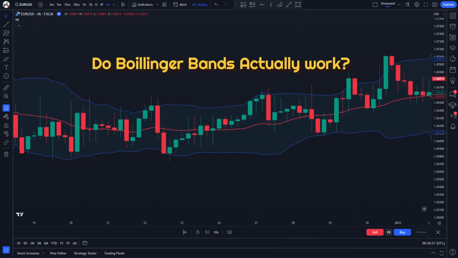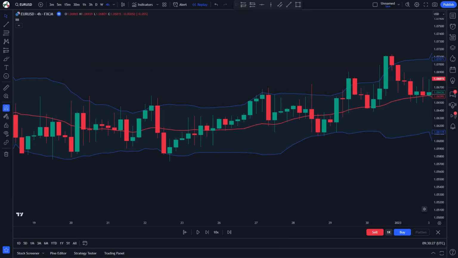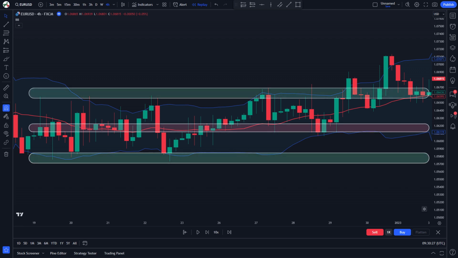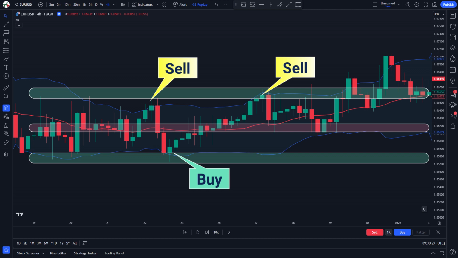Do Bollinger Bands actually work? Bollinger Bands work especially well in sideways markets. In this condition, Bollinger Bands form horizontal or flat lines, and price movements often bounce on the upper and lower bands. If you find this condition, the Bollinger Band is good enough to determine to buy or sell by looking at the price at the Bollinger Band.